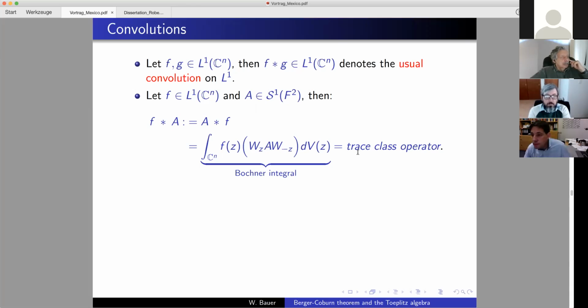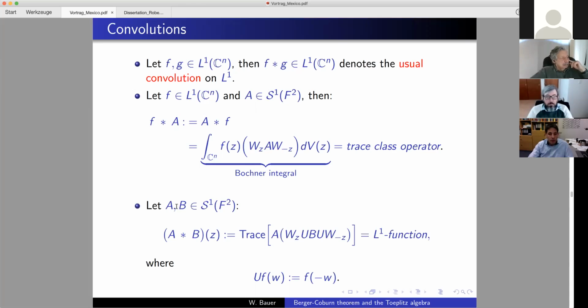So this is the Lebesgue measure here. These are the Weyl operators, and that's an L1 function that converges nicely as a Bochner integral. The result will be a trace class operator. And I can also take a convolution of two trace class operators. The result will be a function, actually an L1 function. And it works like this.